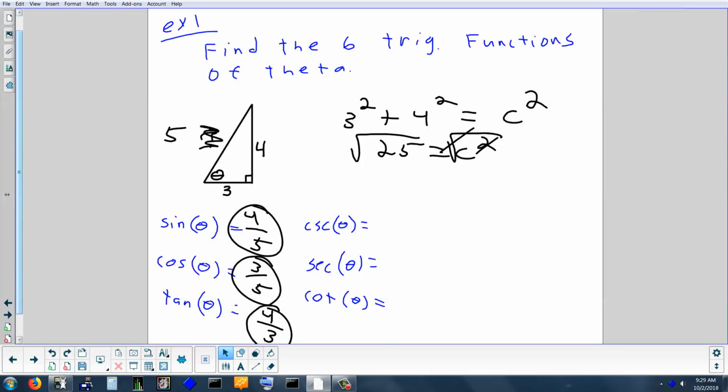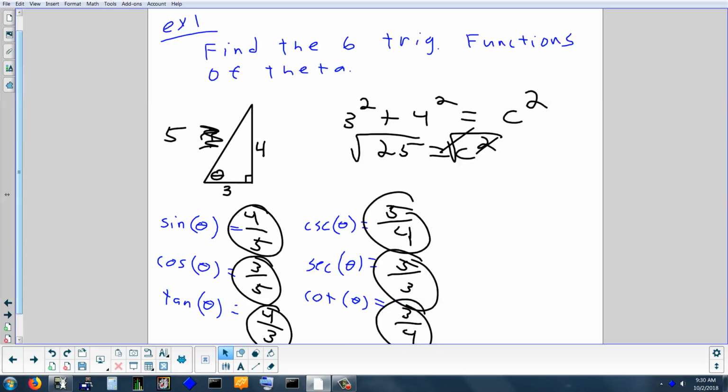And now that we have the 3 on the left, the 3 on the right are easy, because all we got to do is take those and flip them. So 5/4, 5/3, and 3/4. So we just found all 6 trig functions.